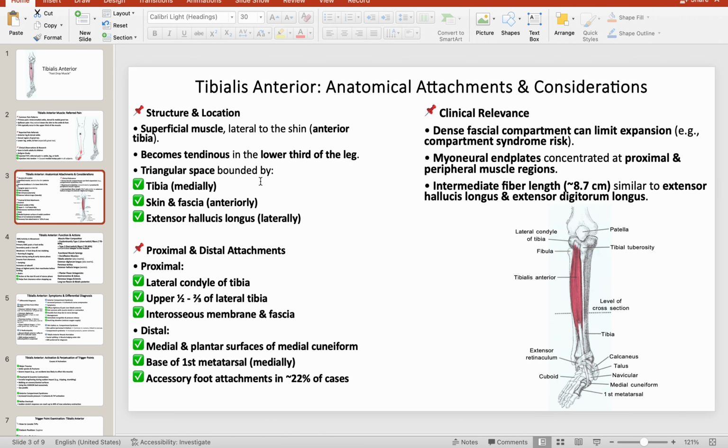Now the anatomical attachments: it's the lateral condyle of the tibia, the upper half, two-thirds of the lateral tibia. This is where the belly of the muscle is. And then also the interosseous membrane and fascia. For example, someone who has a high ankle sprain, this muscle is also connected to the interosseous membrane, so it will get impacted with any sort of high ankle sprain. And then distally it's the medial and plantar surface of the medial cuneiform, so it's coming right into here.